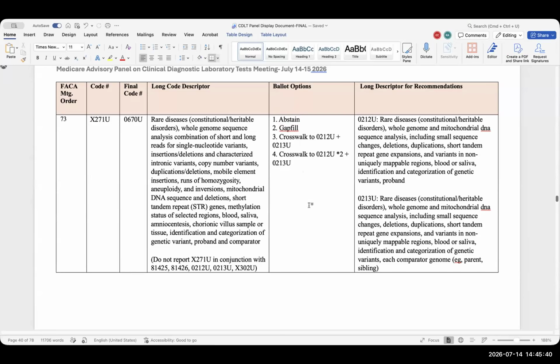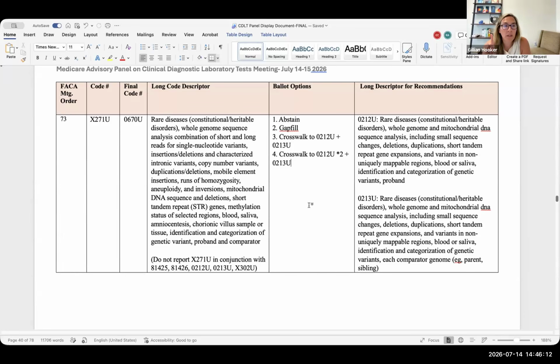Okay. So for the panel, we have the submitter. What I'm hearing, Sherelle, is that your recommendation is gap fill, but we also have options from the panel of a crosswalk to a proband plus a comparator, but you're also recommending a proband ×2 plus a comparator for a duo. Exactly. Okay. And then just to clarify one more methodological thing.